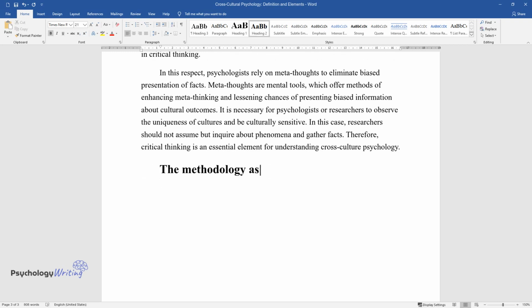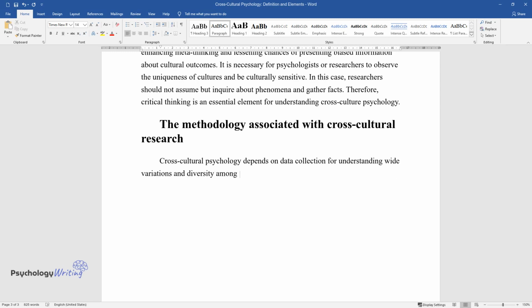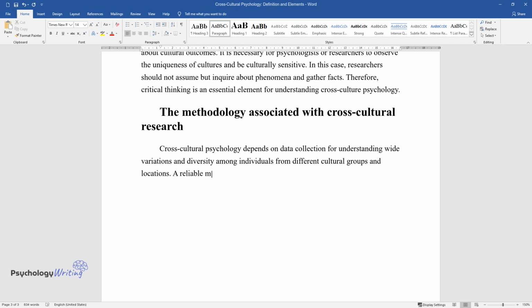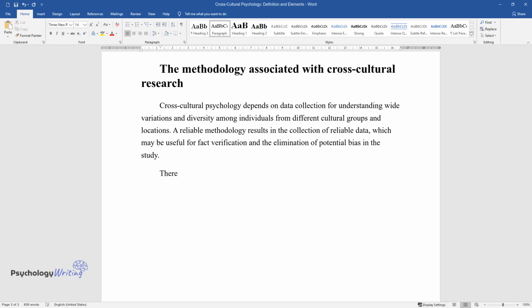The methodology associated with cross-cultural research. Cross-cultural psychology depends on data collection for understanding wide variations and diversity among individuals from different cultural groups and locations. A reliable methodology results in the collection of reliable data, which may be useful for fact verification and the elimination of potential bias in the study. There are many methods of conducting research in cross-cultural psychology.